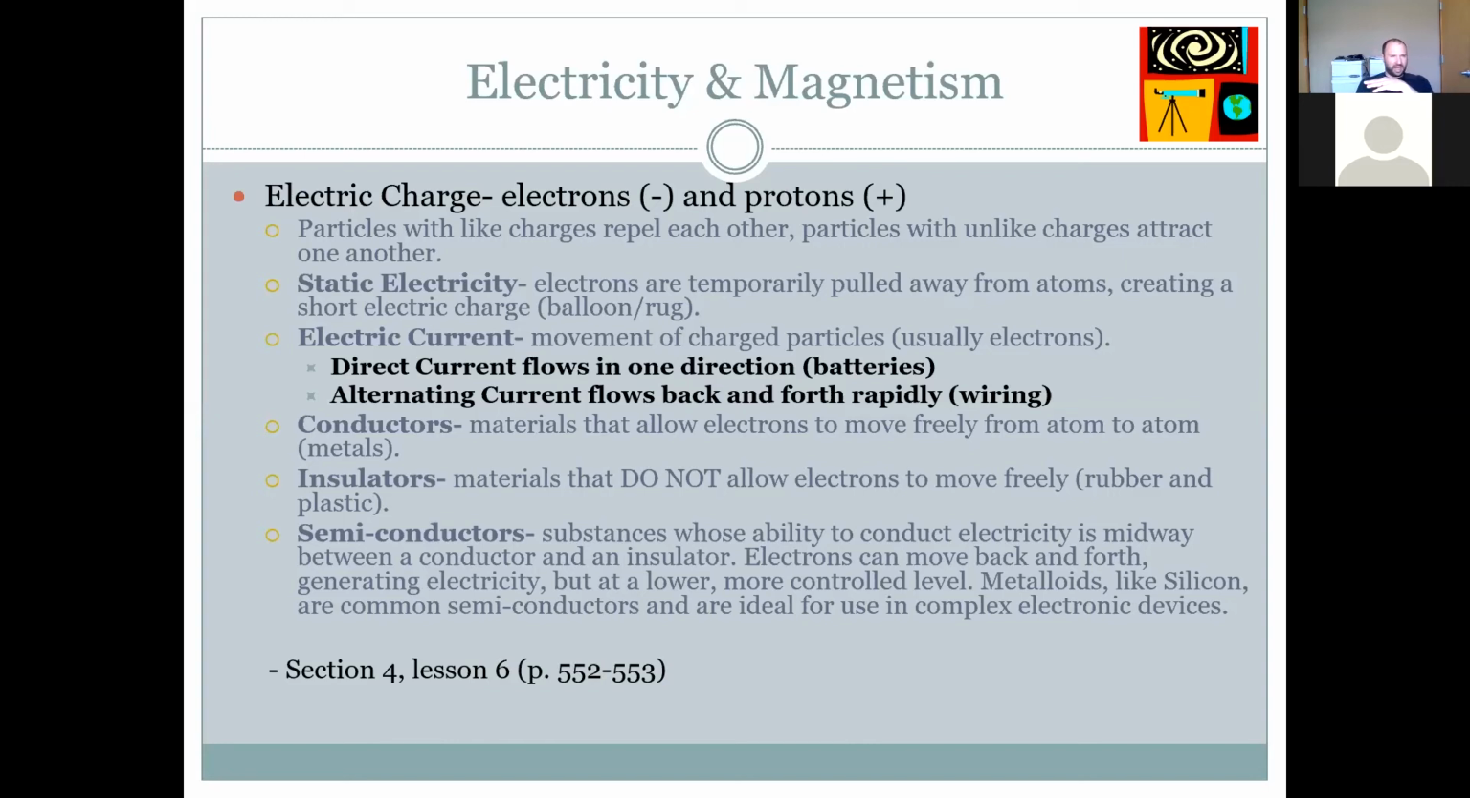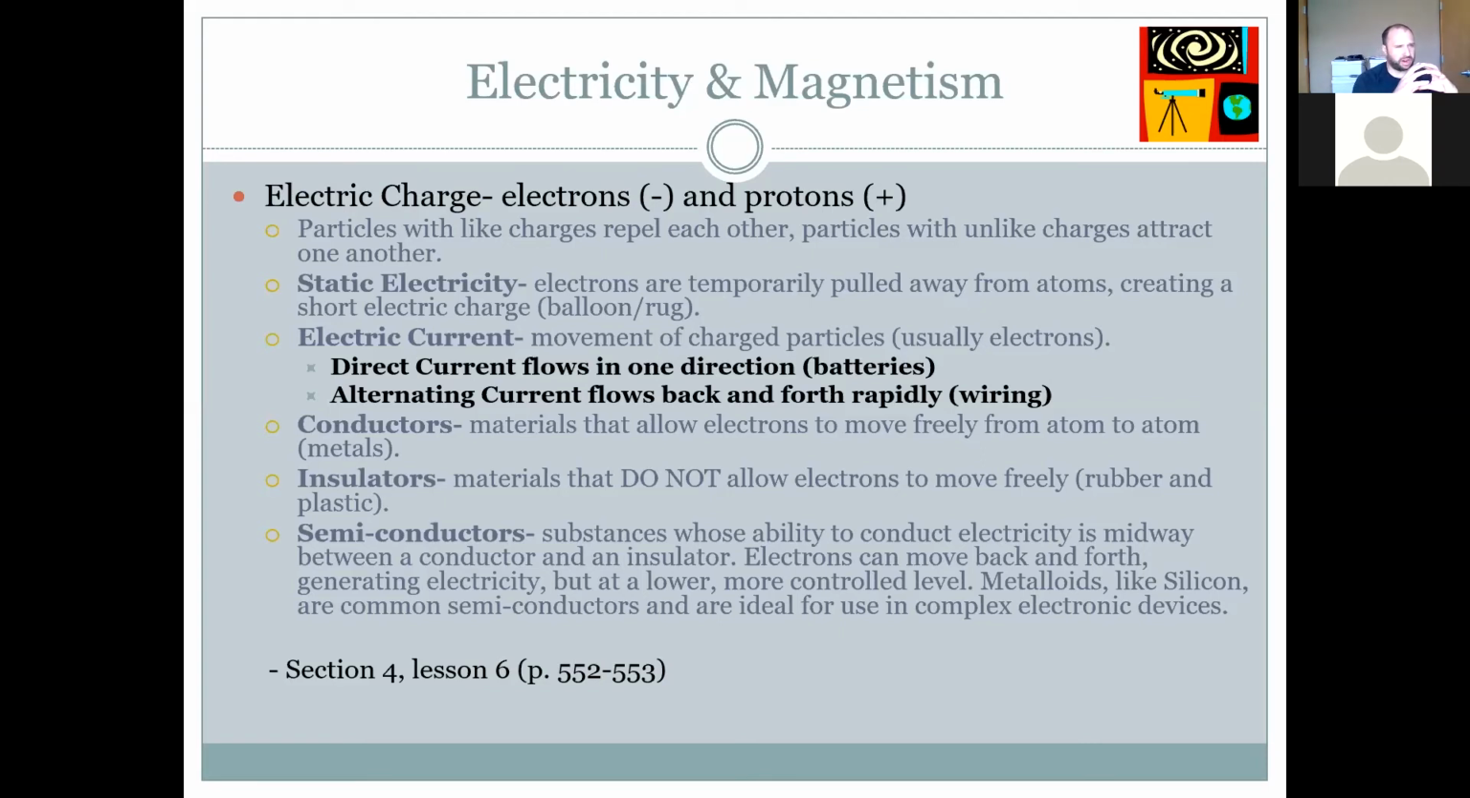Then on the other side of that, we have insulators, and insulators are the opposite. Insulators are materials that do not allow electrons to flow, or do not allow electricity to transfer freely, and that would be stuff like rubber or plastic. Again, the reason electrical wires are usually coated in rubber or plastic is because electricity doesn't flow through that. Inside that rubber casing, there are metal wires, and the wires are metal because they conduct electricity.